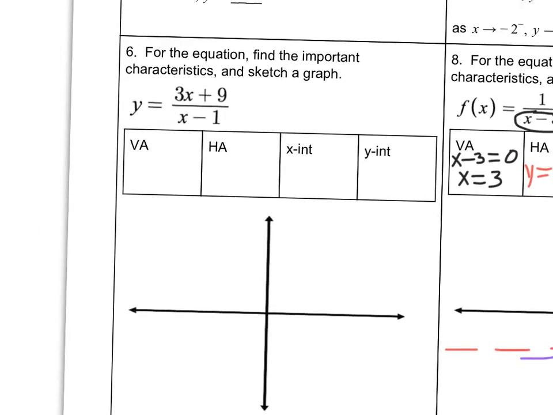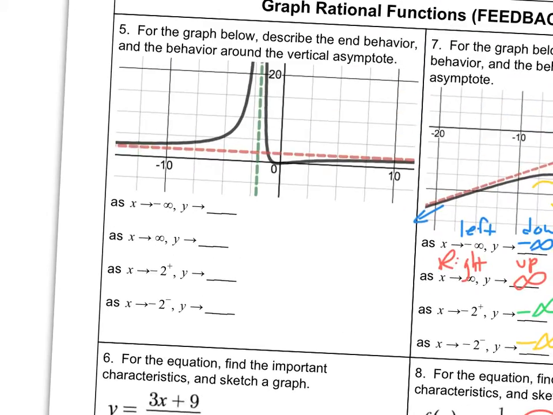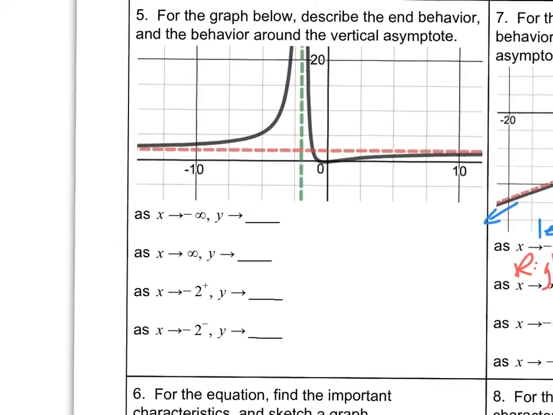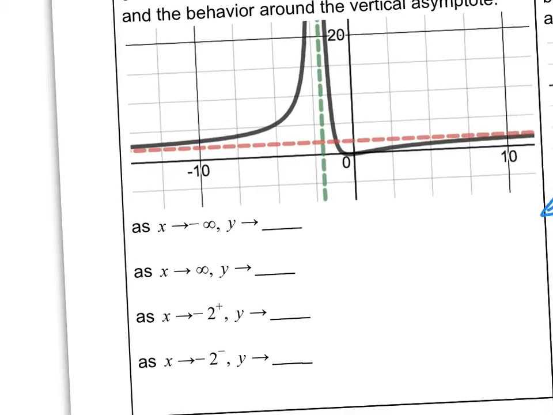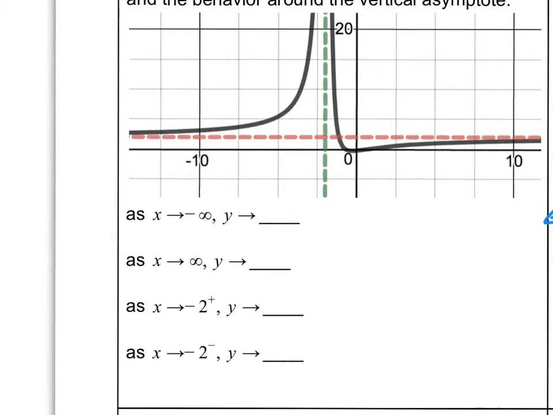All right, next up we've got some rational functions. First part we got to do is be able to read and interpret a graph. We got to look at the end behavior and the behavior around the vertical asymptote. As x approaches negative infinity, that's talking about going to the left. So that's looking at what's happening on the left side of this graph.